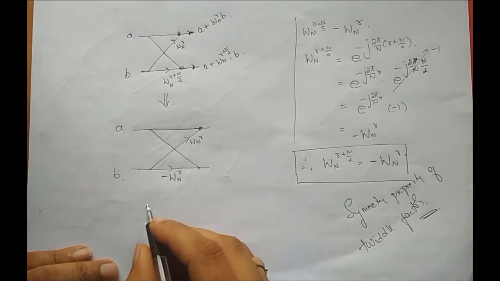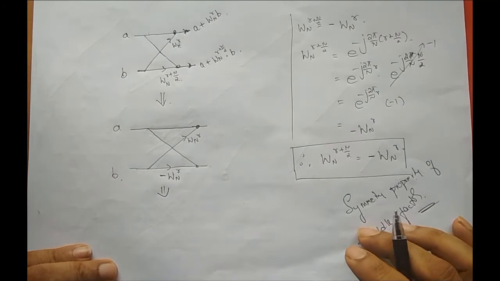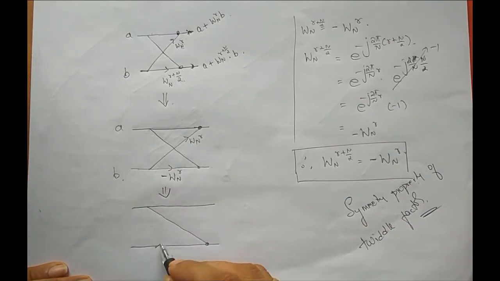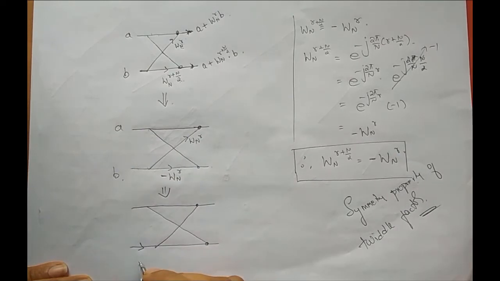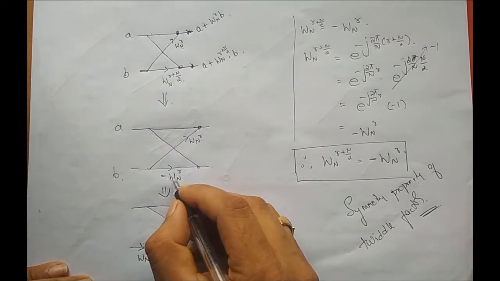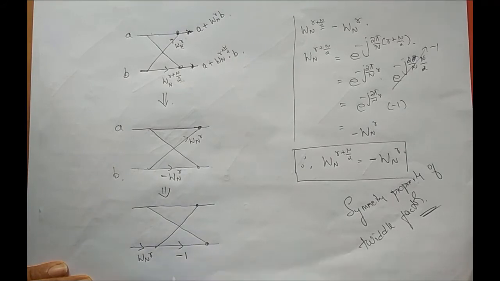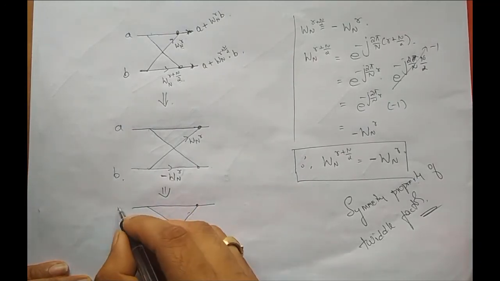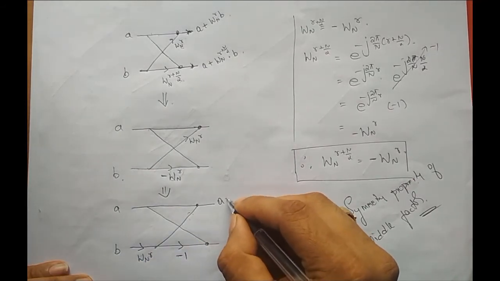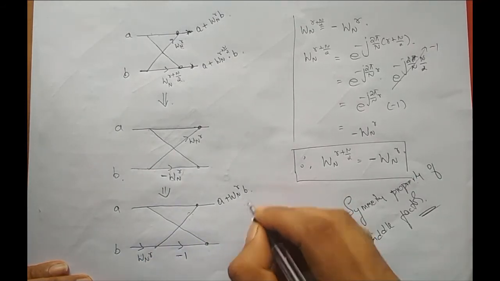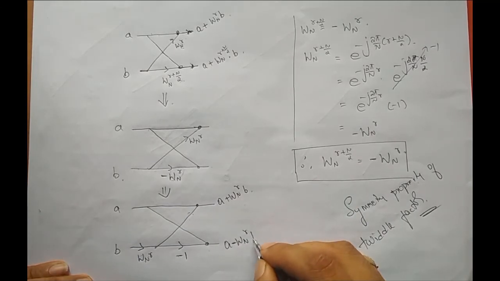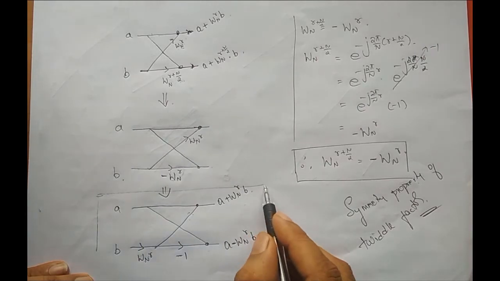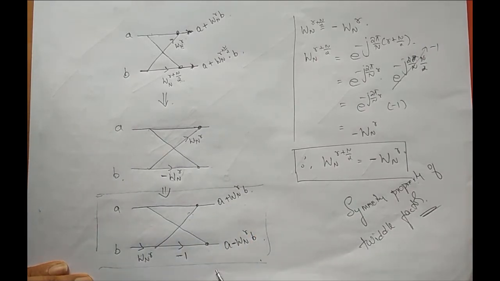Fine. So this can be modified again. I'll take this, I'll keep it here. So this is Wn power r, and here I'll multiply it by -1. So this Wn power r goes here, so I get the minus of Wn power r, and this Wn power r goes here, so this ends up with Wn power r, right? So now this is a, b, and here a plus Wn power r times b, here a minus Wn power r times b. Okay, so this is the simplified butterfly diagram using the symmetry property of twiddle factor.